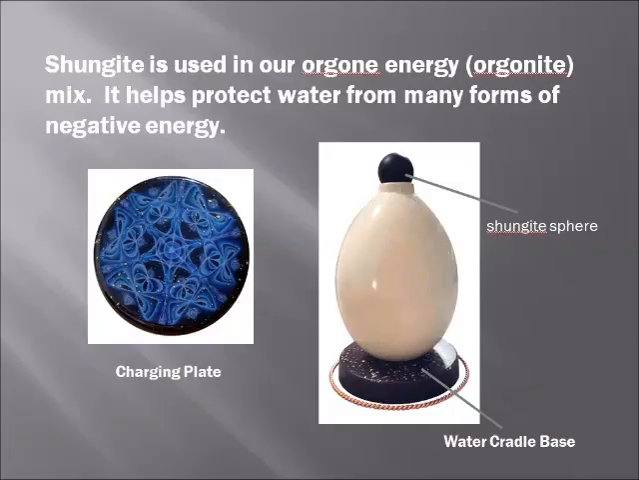And it's why we use shungite in our orgonite mix for the charging plate we make and for the base of the water cradle. And it's also why we cap the water cradle with a shungite sphere, because that adds another level of energetic protection for the water inside.